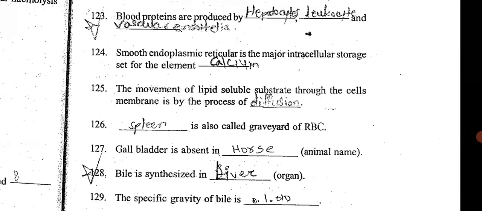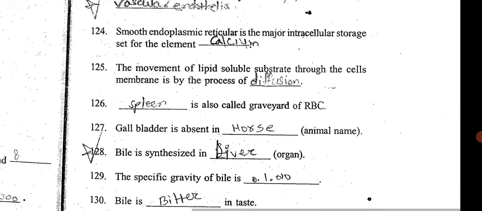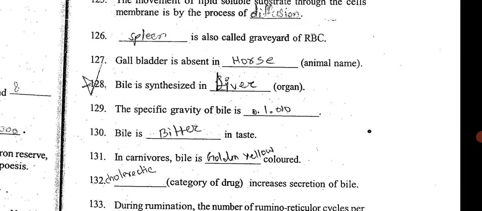Horses do not have a gallbladder, so a horse cannot store its bile, whereas humans can store the bile that is secreted from the liver. The specific gravity of bile is approximately 1.010, or about 1. This is the specific gravity of bile that is secreted from the liver and stored in the gallbladder, and the gallbladder is absent in the horse.